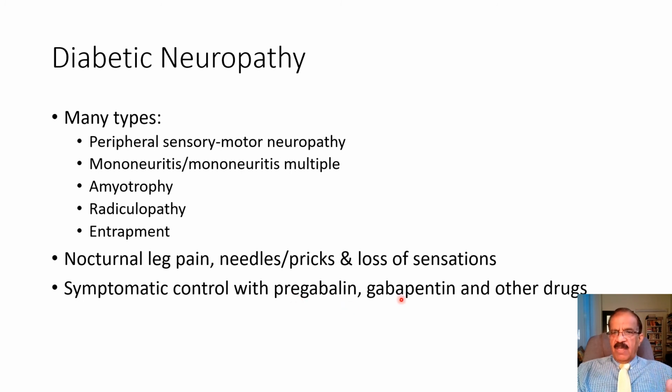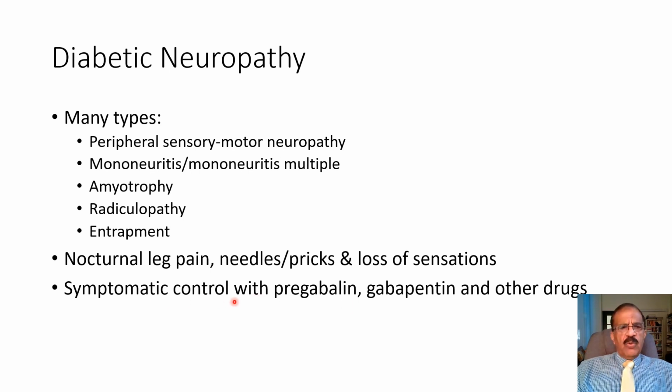Or gabapentin. Gabapentin is again a useful drug. This is also an anti-epileptic drug. The dosage is usually higher than this because this is 3 times less potent than pregabalin. But there are many other drugs. I think traditional tricyclic antidepressant drugs may also be used. Some local applications may also be used.